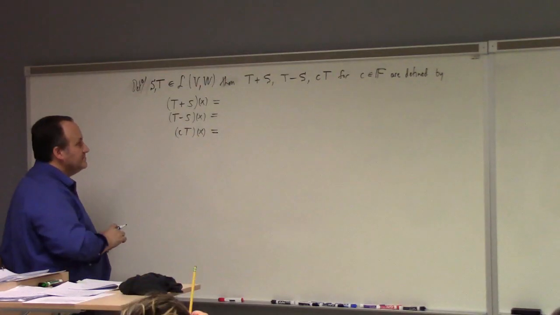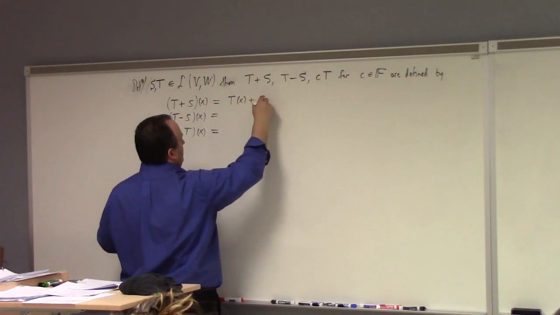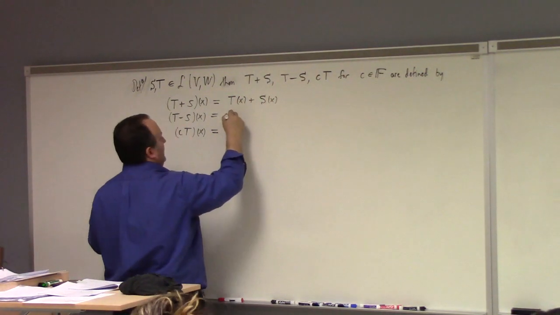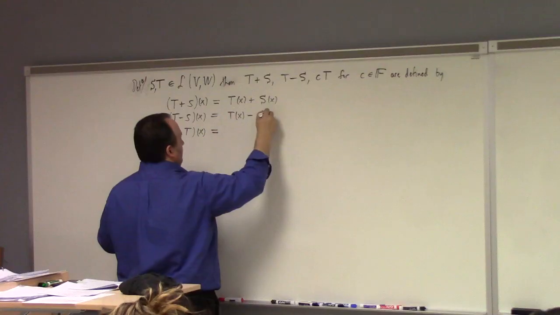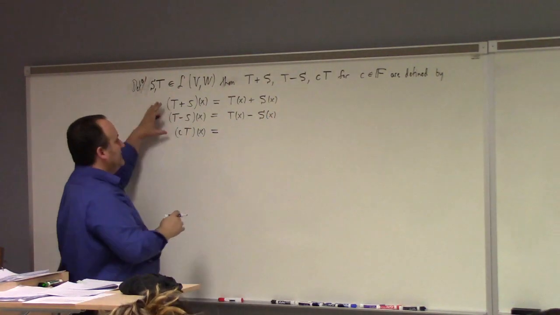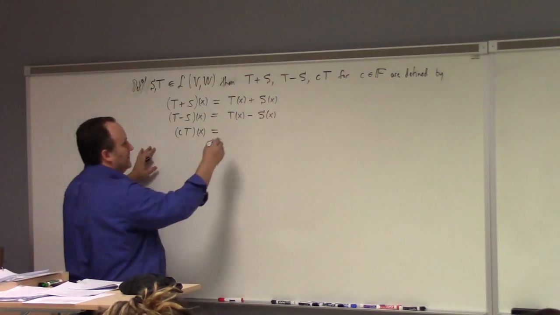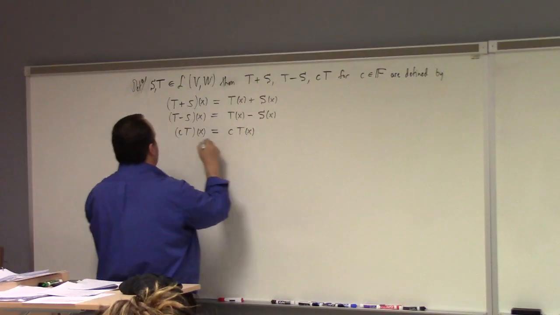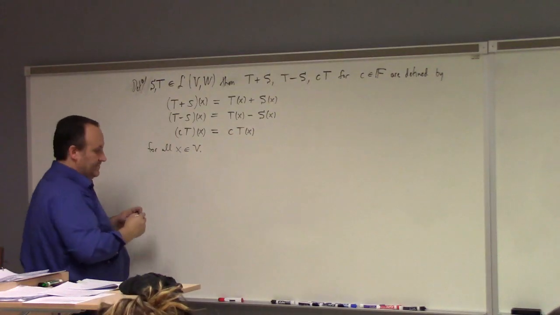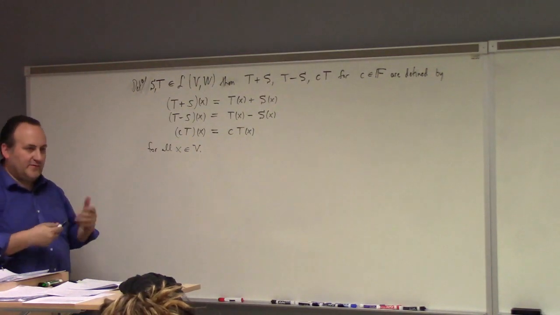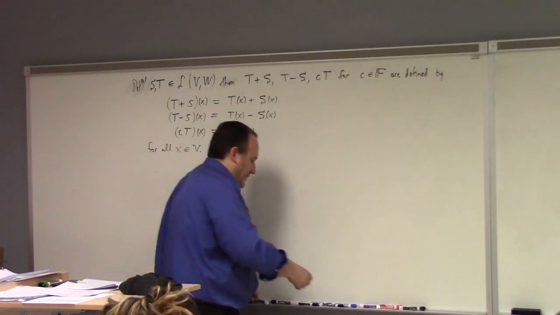Do you just use the distributive property, just T times X plus S times X, and then all the way down? Now, you say distributive property, and it does look like that, but it's not that. What we're really defining, we're defining these new functions point-wise by these rules, for all X in the domain. So we define the addition, the subtraction, the scalar multiplication of linear transformations in this way.